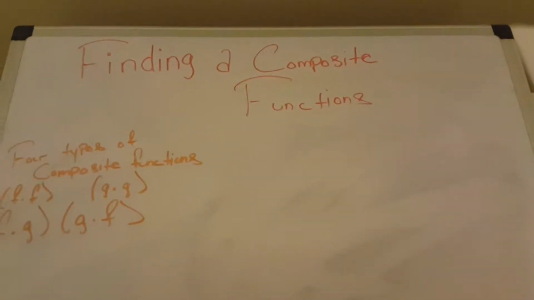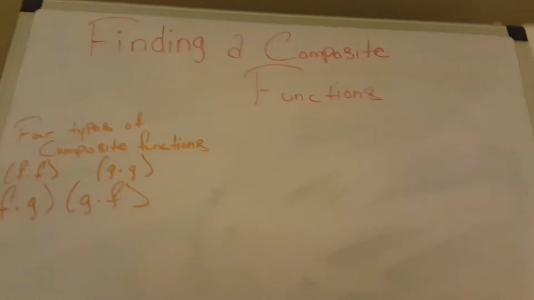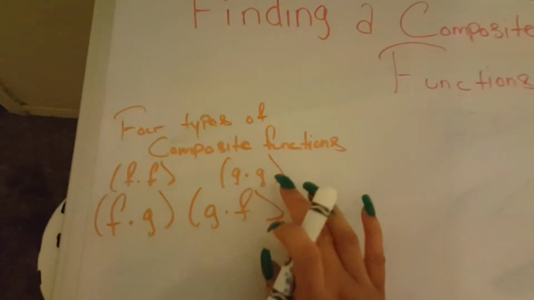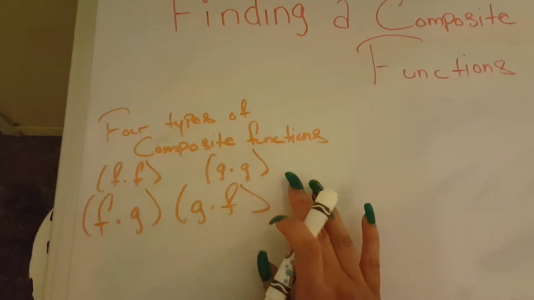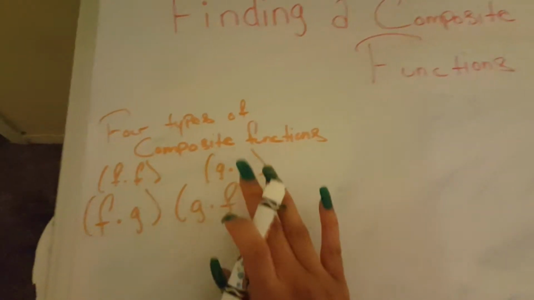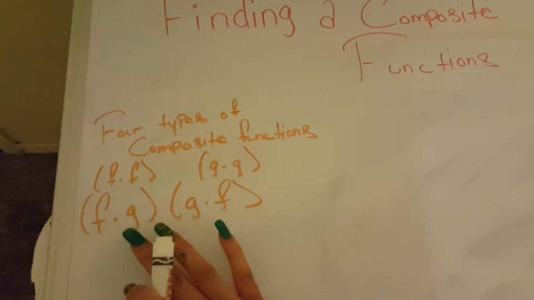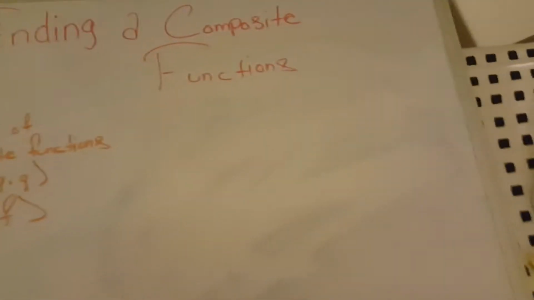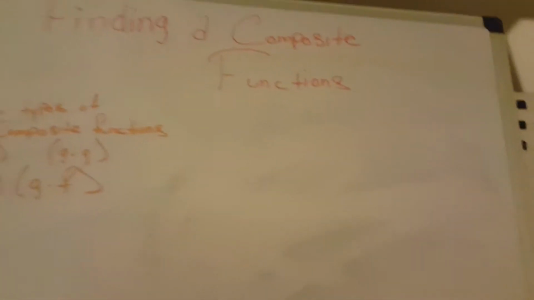The topic and lesson of this class is finding composite functions. Over here, we have four types of composite functions: f of f, g of g, f of g, and g of f. When you first start out, composite functions may seem a little bit confusing, but once you get the hang of it, it's really easy. You'll be able to do these problems in a matter of seconds.